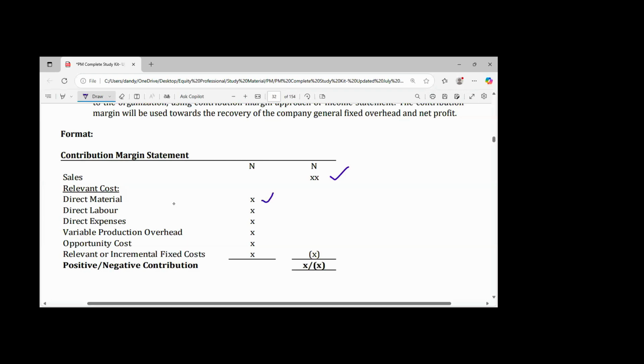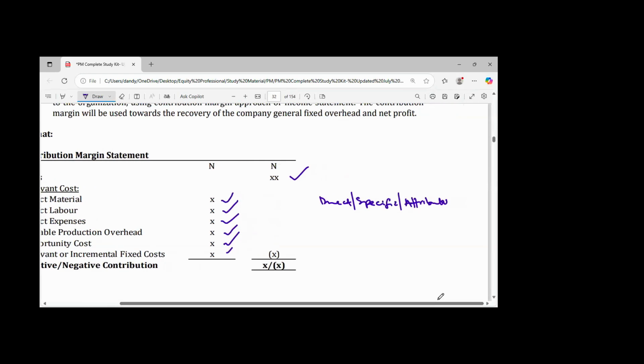You do the same thing for direct labor. You also have direct expenses. You have variable production overhead. You can have opportunity cost. Opportunity cost is also relevant. So you can have relevant or incremental fixed cost. That's one. You can also have direct, specific, or attributable fixed cost. Attributable fixed cost. All right, these are relevant cash flows.